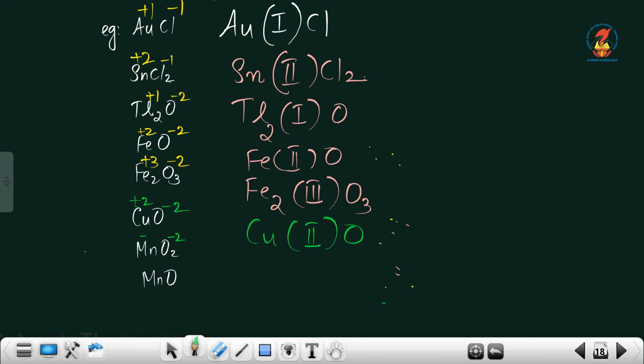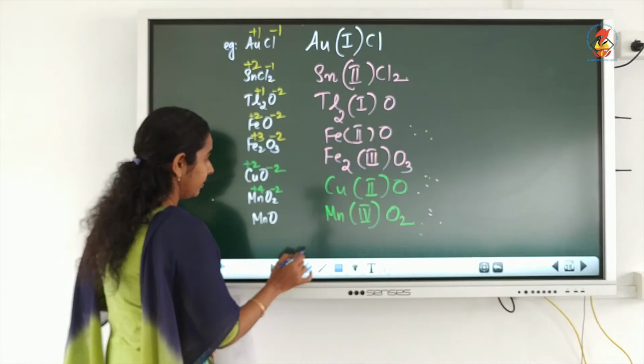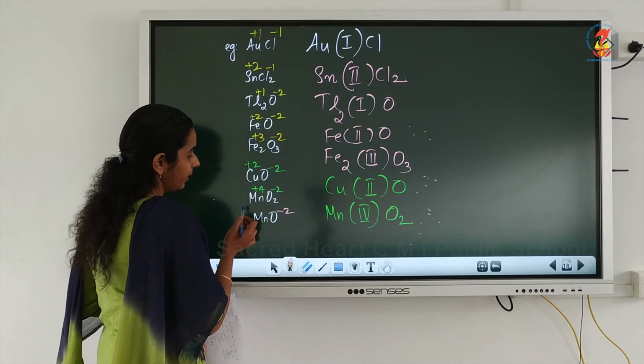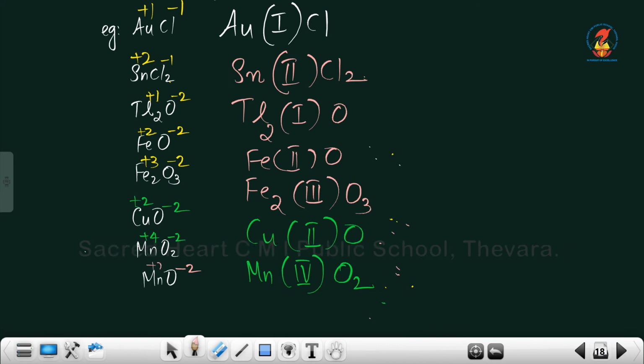So here we have only one manganese, so it should be +4. So how can we write the formula as manganese 4, O2. Write the formula as such. The molecular formula should be the same as such. Oxygen is -2. So here only one oxygen and one manganese, so here it should be +2. Manganese 2.